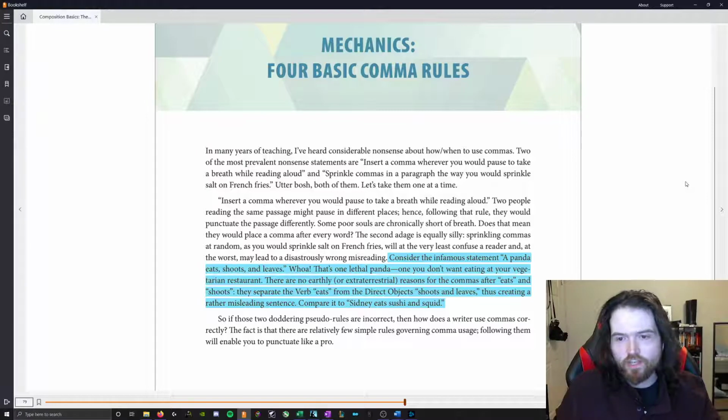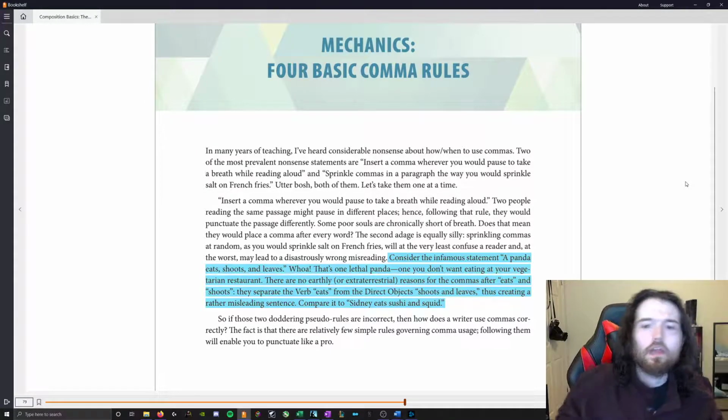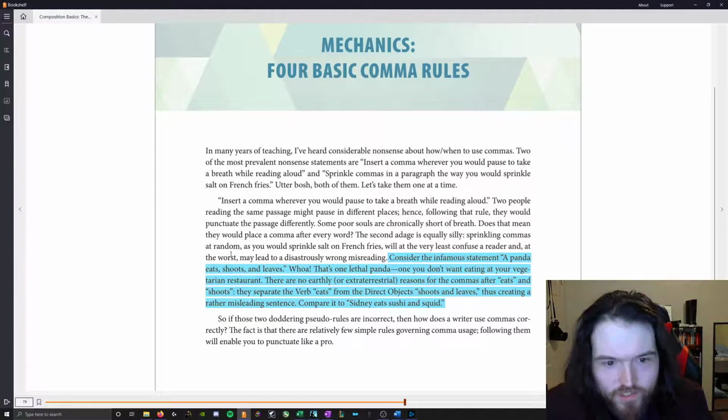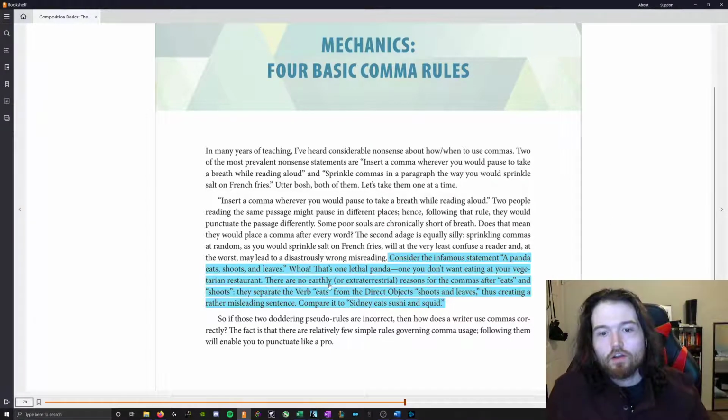So, consider the infamous statement: A panda eats, shoots, and leaves. Whoa, that's one lethal panda. And you don't want it eating at your vegetarian restaurant. There are no earthly or extraterrestrial reasons for the commas after eats and shoots. They separate the verb eats from the direct object shoots and leaves.